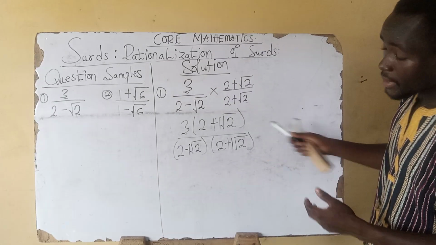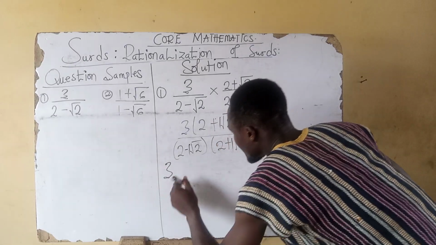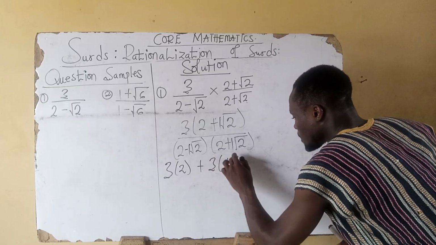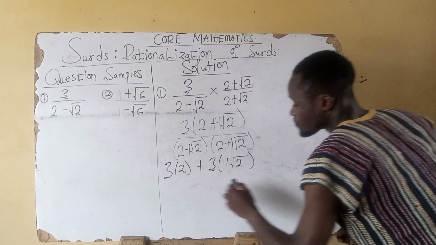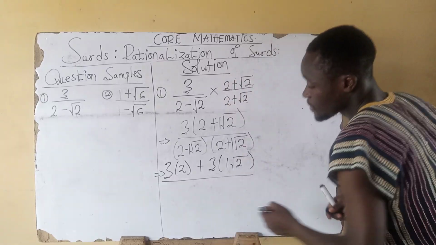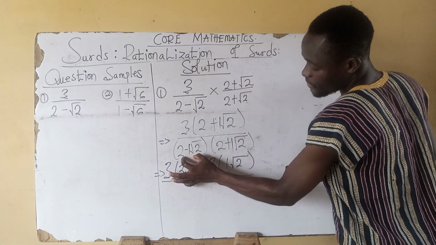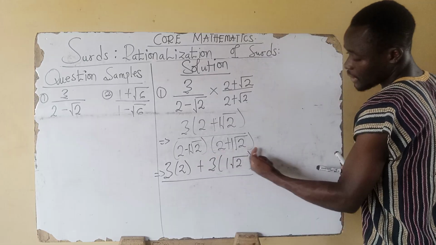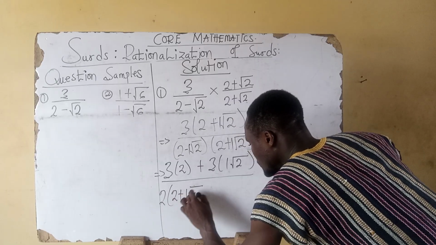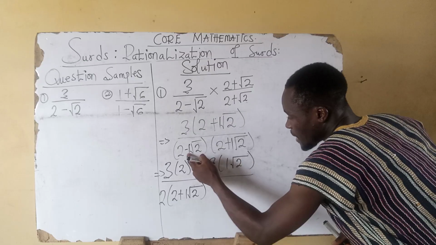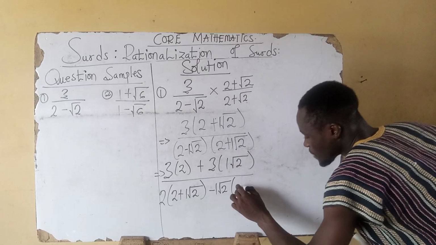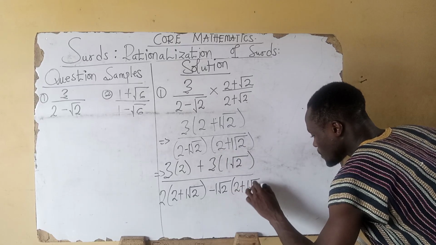Very good. So here we are going to expand it. So we have 3 in a bracket 2 plus 3 in a bracket 1 root of 2 all over. So here we have a binomial multiplying a binomial. So this one we take charge of everything here. So I have 2 in a bracket 2 plus 1 root of 2, then my minus 1 root of 2 multiplying everything here. So 2 plus 1 root of 2.